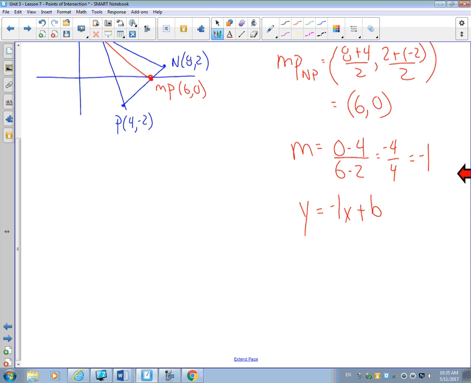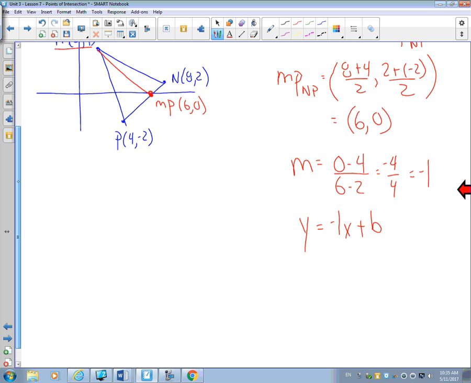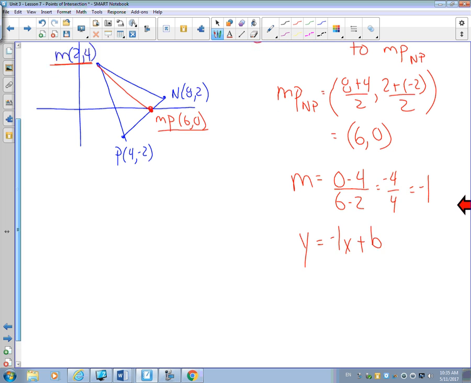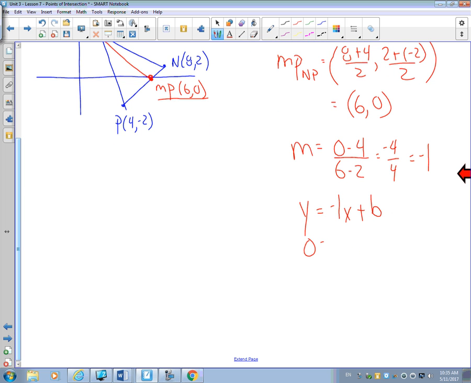Okay, I've got mx plus b, but I need to find b. I need a point. So I have a choice. I can use the midpoint, or I can use M. It doesn't make a difference which one. I can use the midpoint. I like the number 0. It's a handy number.